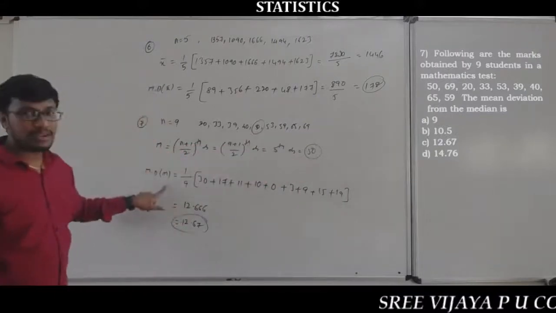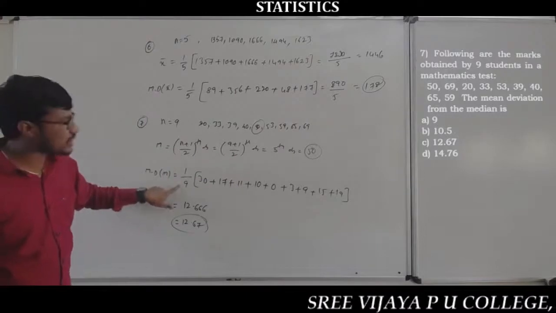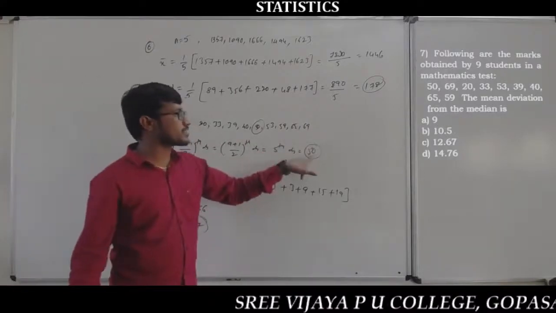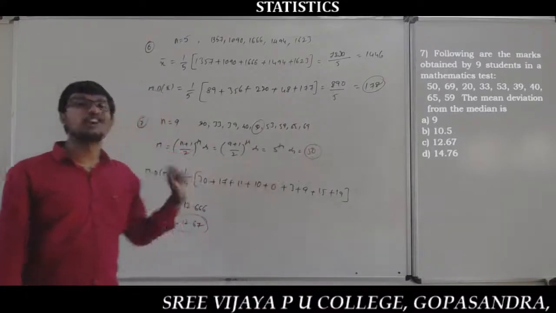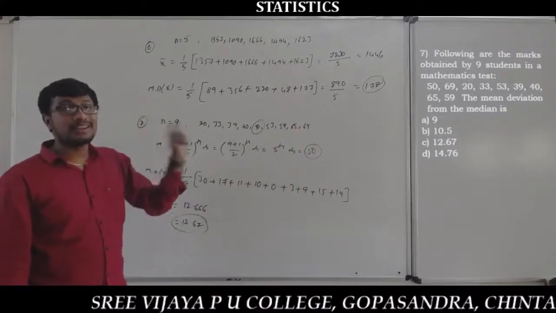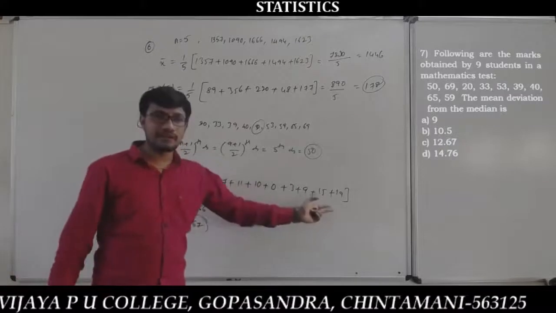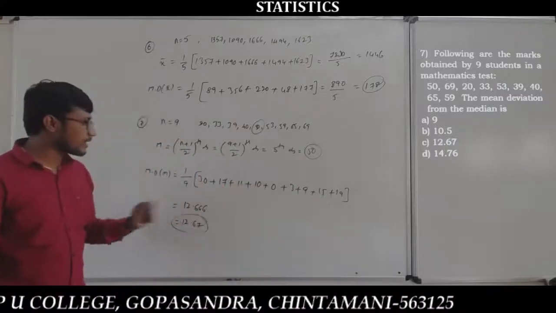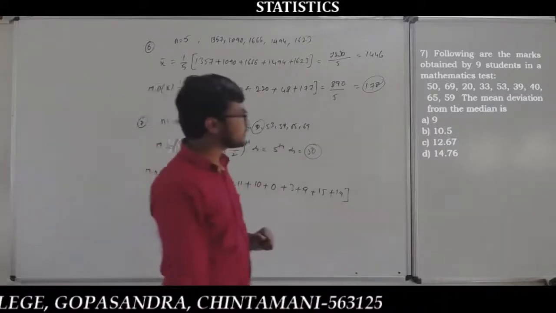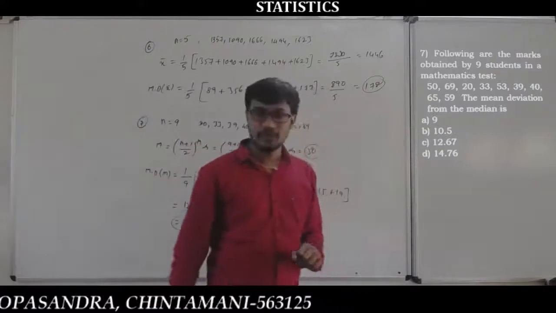So to find the mean deviation, it is 1 by the number of observations, which is 9. From each observation you subtract the median and take the modulus value. Modulus means writing the positive value. So from each observation subtract and write the values, add all of them and divide by 9, and we will get 12.67. So this is option C. Okay, next one.